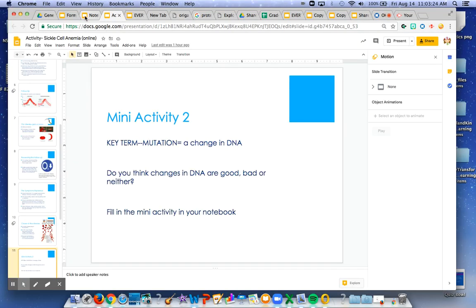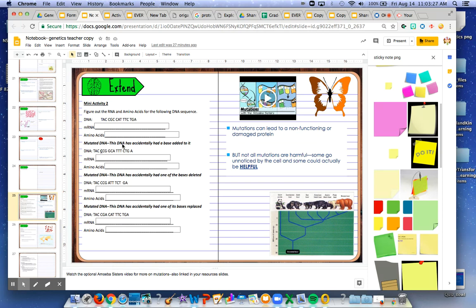So if we go back to your mini activity here, what you'll see is we have this mutation and it's had a base added. Okay, so we added the C there. This should have thrown off your entire sequence of amino acids compared to this one up here. In this one, where one of the bases gets deleted, the same thing's going to happen. It's going to throw off your amino acids. So as soon as that deletion happens, everything after that is like a domino effect. And in this one, where we had one of the bases replaced, it should not have had as big of an effect. It probably just affected one amino acid, potentially two.